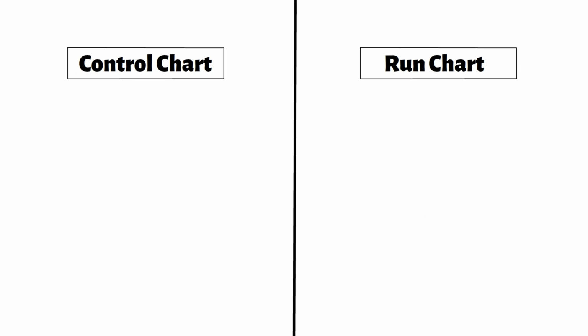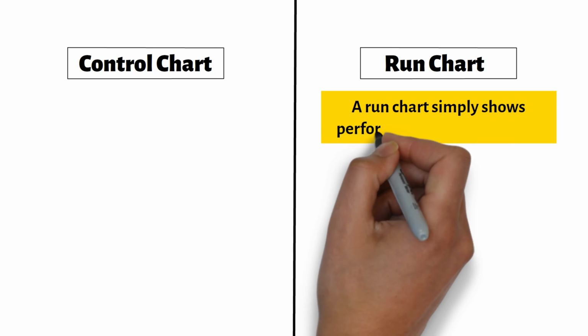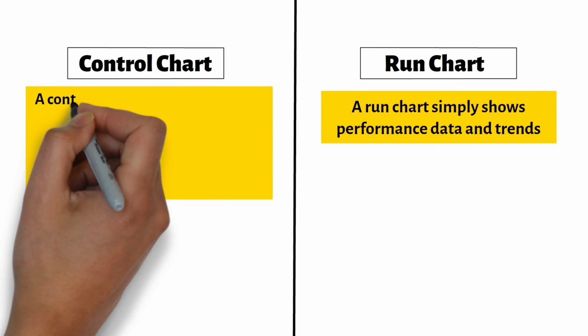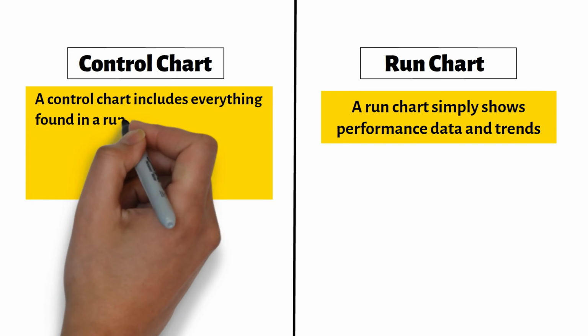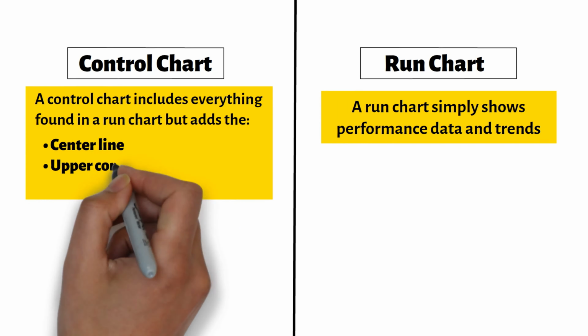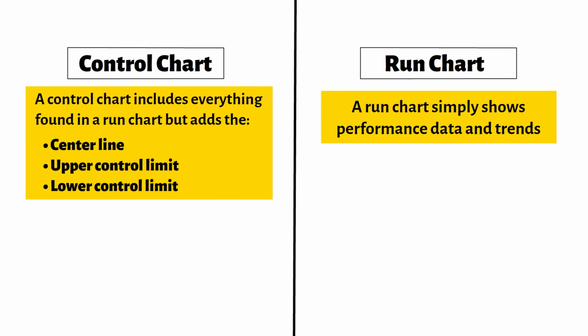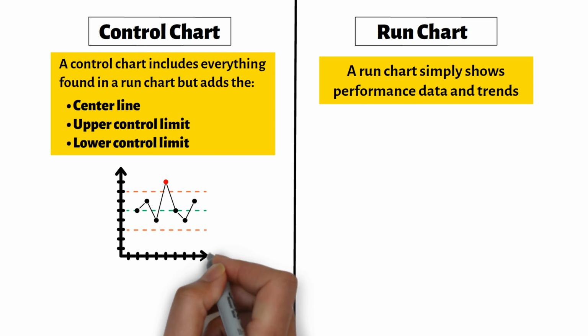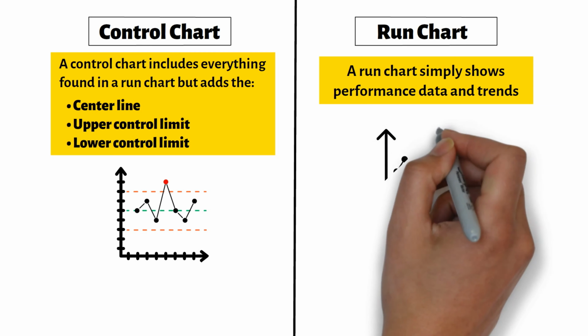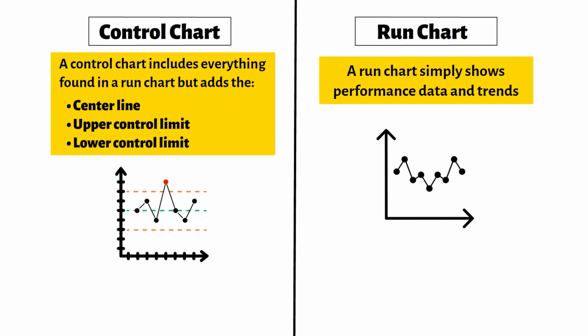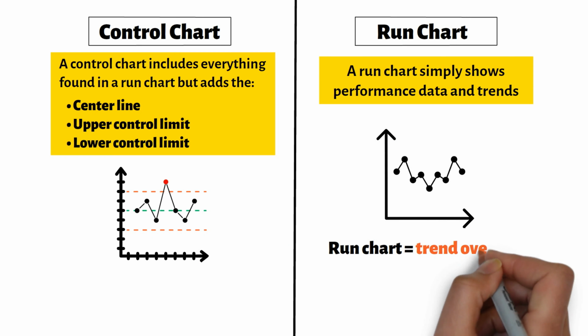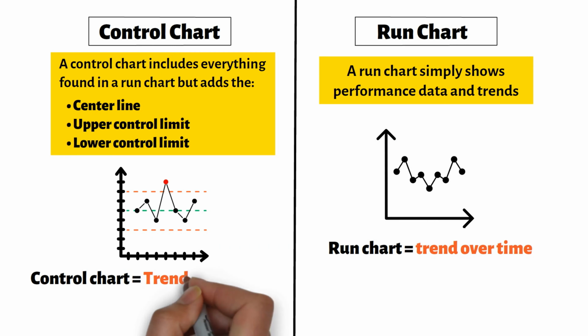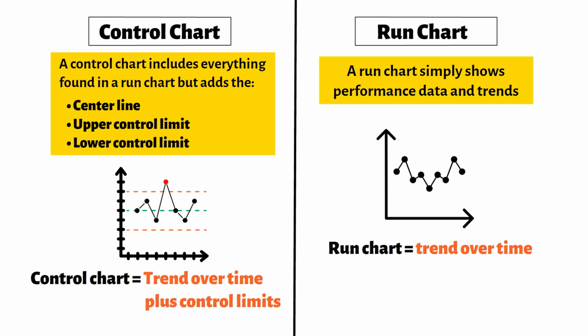Another common comparison involves control charts and run charts. Both tools display data over time. A run chart simply shows performance data and trends. A control chart includes everything found in a run chart but adds the center line, upper control limit, and lower control limit. Those additional boundaries help determine whether variation is expected or unusual. A simple way to remember the difference is run chart equals trend over time. Control chart equals trend over time plus control limits.